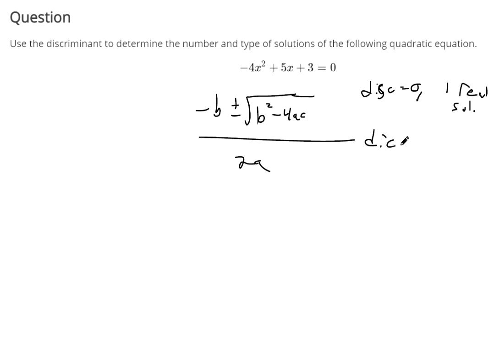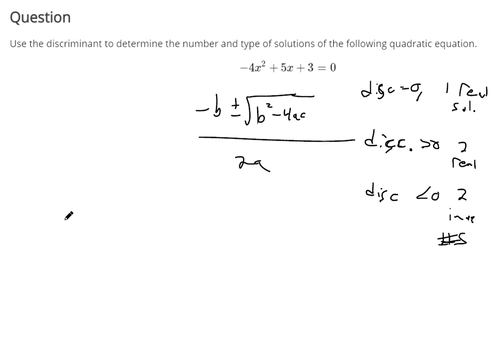If the discriminant is greater than 0, meaning if this is greater than 0, then you're going to have two real solutions, because you're going to be adding some real number and then you're going to subtract some real number, so you'll get two different answers. If the discriminant is less than 0, you'll have two imaginary numbers. Sorry for that terrible handwriting.